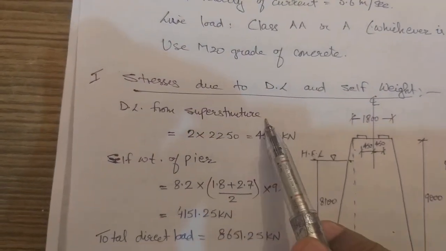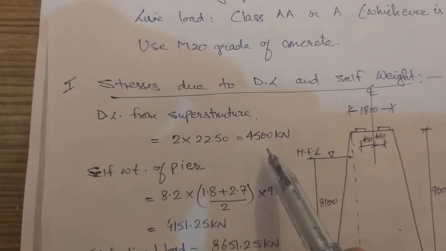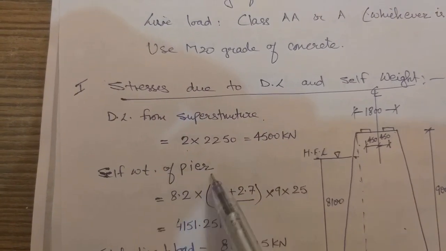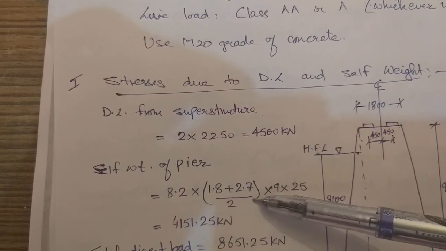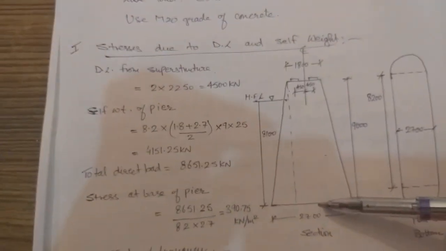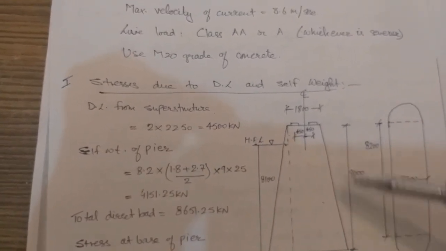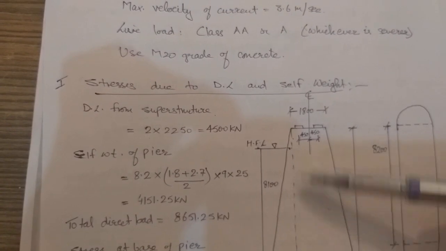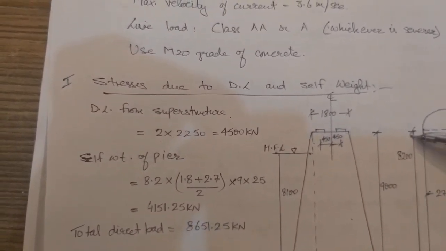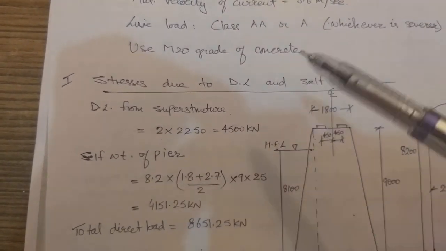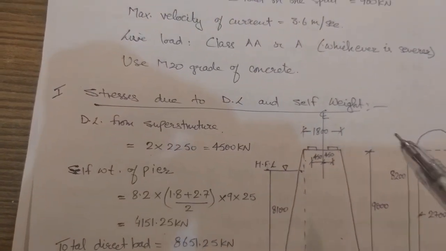Dead load from the superstructure. There are two spans, so both the spans on one pier will give us 4500 kilonewton. Self weight of the pier: the average width has been taken, that is (1.8 plus 2.7) by 2, and the height has been taken, that is 9000. This gives us the cross section, which into 8.2 gives the volume of the concrete. Volume into unit weight of concrete will give us the total self weight of the one pier.